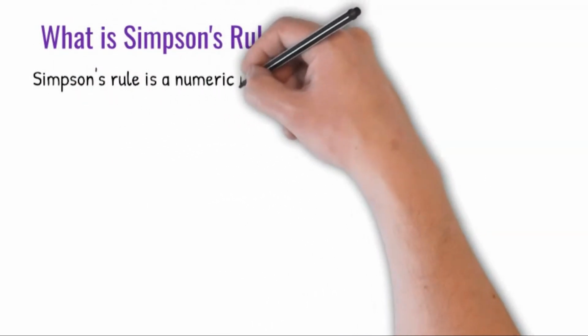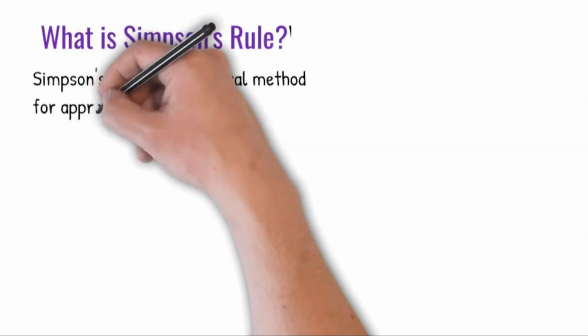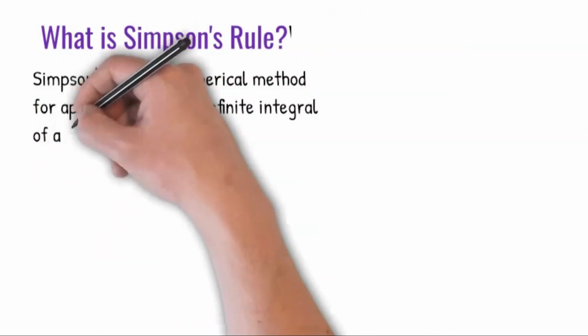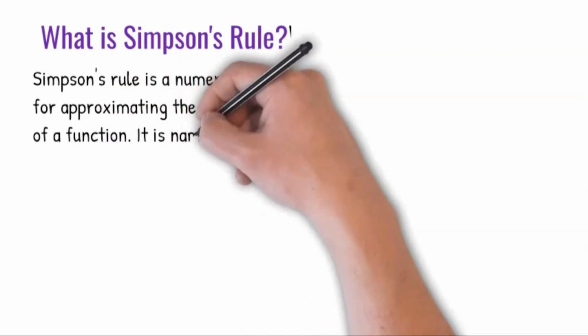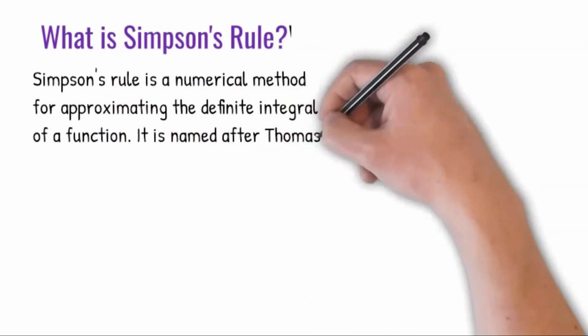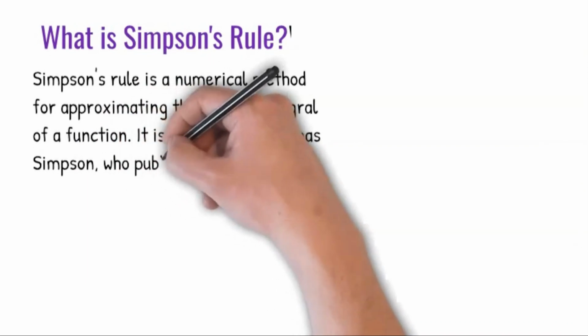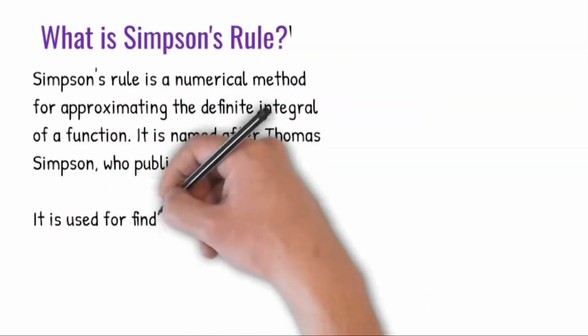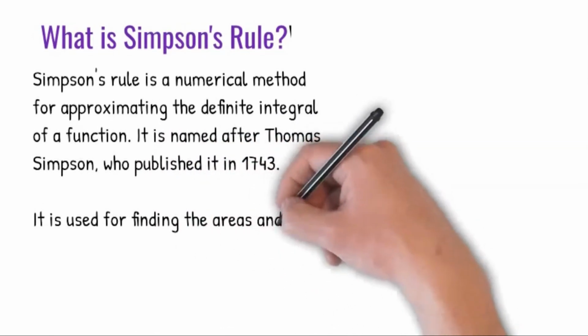Simpson's rule is a numerical method for approximating the definite integral of a function. It is named after Thomas Simpson, who published it in 1743. It is used for finding the areas and volumes of irregular figures.